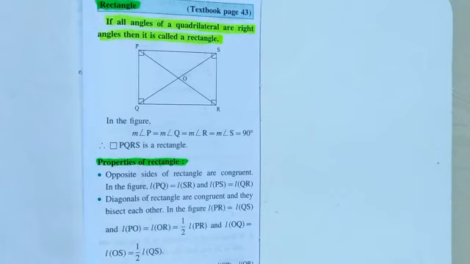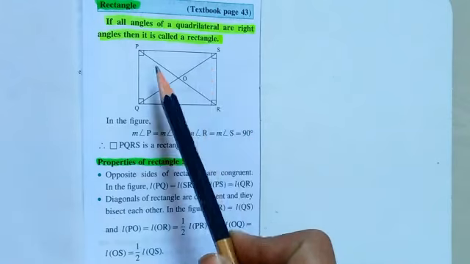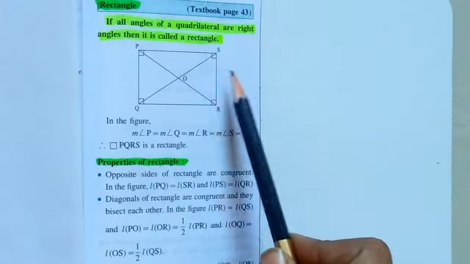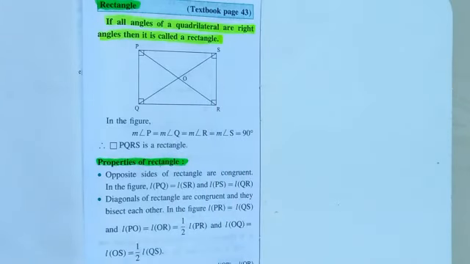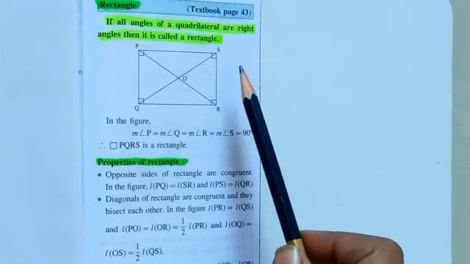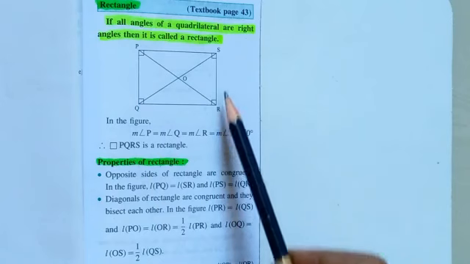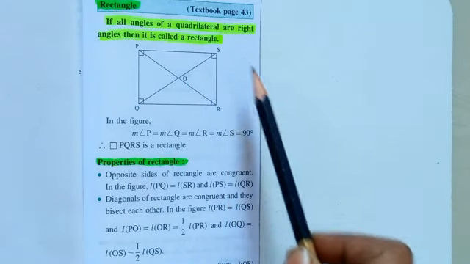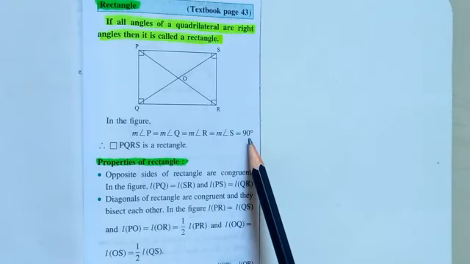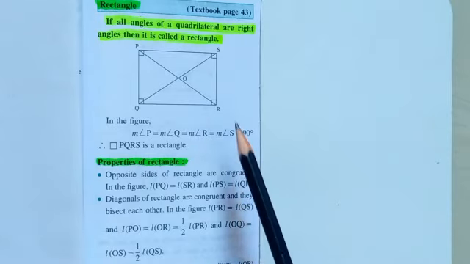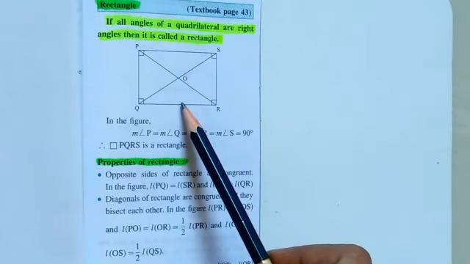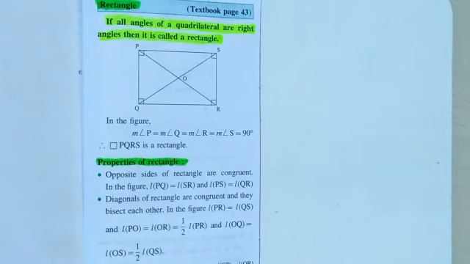If all the angles of a quadrilateral are right angles, then it is called a rectangle. If you observe this figure, this is one type of rectangle, PQRS. In this figure, angle P, angle Q, angle R and angle S are all right angles. It means the measurement of all these angles is 90 degrees. And the opposite sides of a rectangle are congruent. It means they have the same measurement.